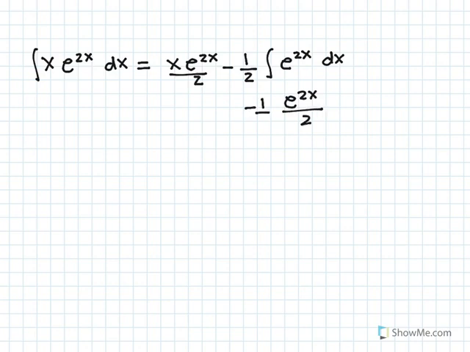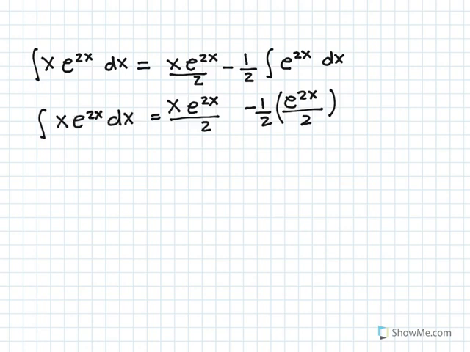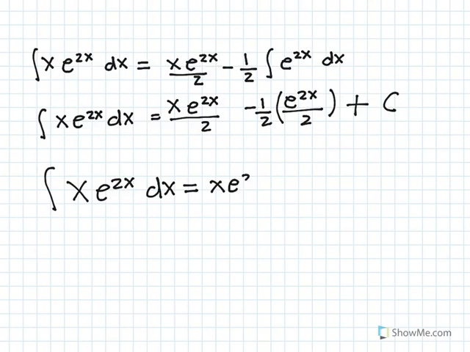Let's put a negative 1/2 in the front. Put brackets here. We have x e to the 2x. Let's rewrite that, and let's rewrite the left-hand side as well. Integral of x e to the 2x dx. So always add c. So the result is integral x e to the 2x dx is equal to x e to the 2x divided by 2 minus 1/4 e to the 2x plus c.